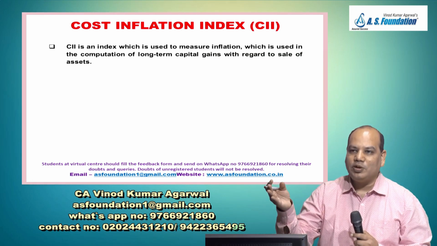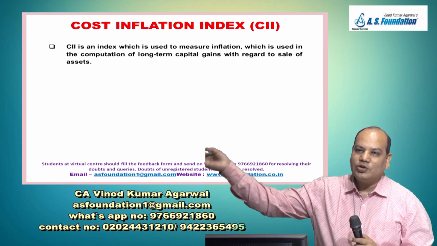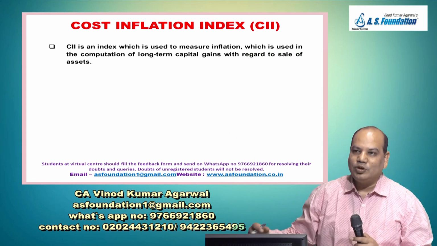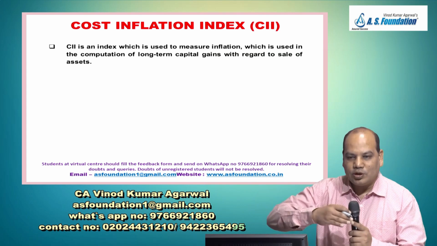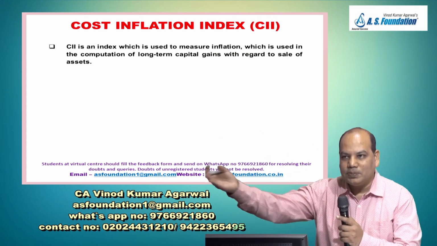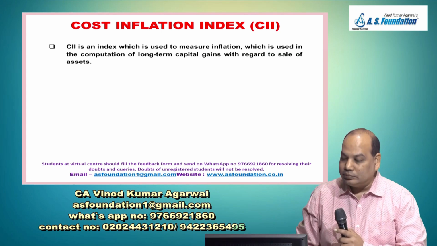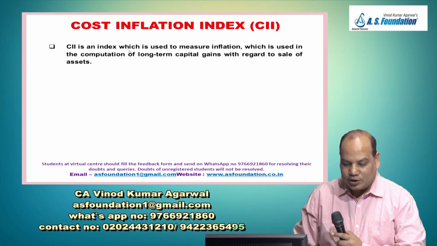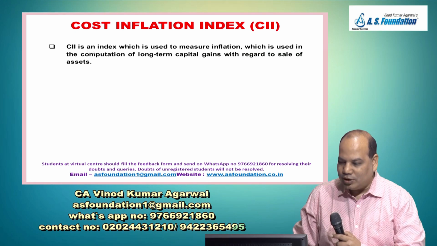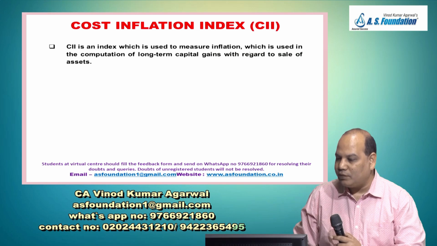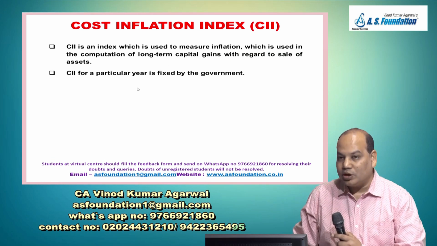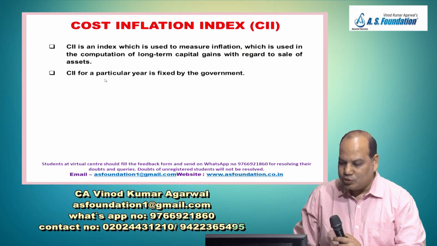Land was purchased 15 years ago at 2 lakh, may now sell at 35 lakh. So you'll have to pay a huge amount in taxation. So what they will do, artificially they'll increase the value of that land. Is it right? So that is the cost inflation index. I don't have to teach this. Already you have learned. CII is an index which is used to measure inflation, which is used in the computation of long-term capital gain with regard to sale of an asset. I'm going a little fast because you know it.